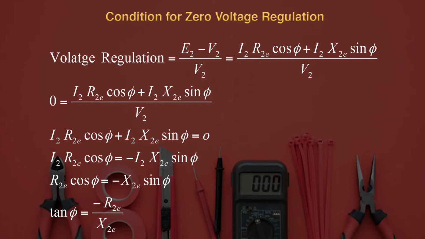So the condition for zero voltage regulation is what? Tan phi is equal to minus R2E upon X2E. Similarly, you can find out the phase angle phi. So phi is equal to what? Minus tan inverse R2E upon X2E.